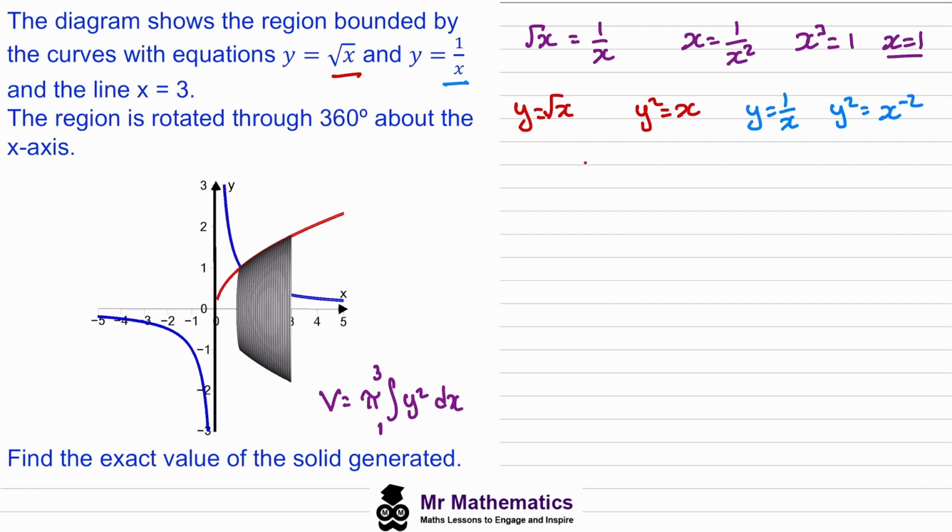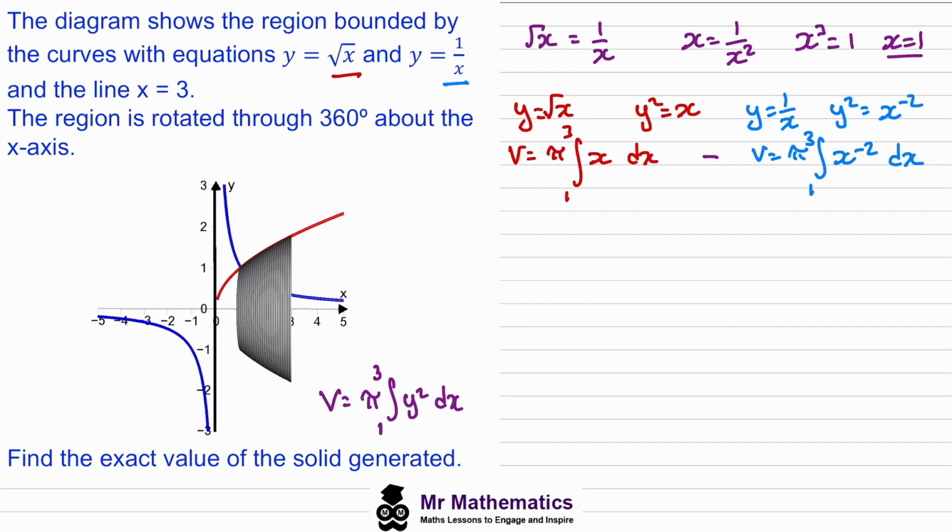So we can find the volume of each of these separate equations. For the red one, the volume will be equal to pi times the integral between the limits of 1 and 3 of y squared, which is x, integrated with respect to x. For the blue one, we'll have pi times the integral between the same limits of x to the minus 2 dx. To evaluate this integral, we would need to work out the entire region and then take away from that the region under the blue line. So this would be the red integral take away the blue integral.